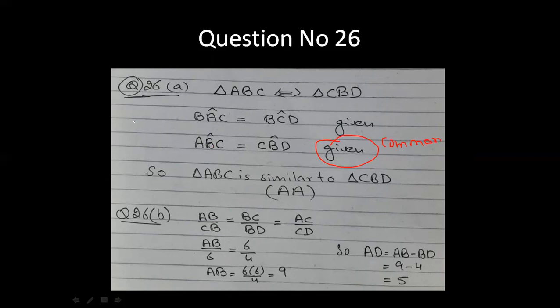So when the two angles are common in the two triangles, we can say they are similar. And the reason is angle similarity test.